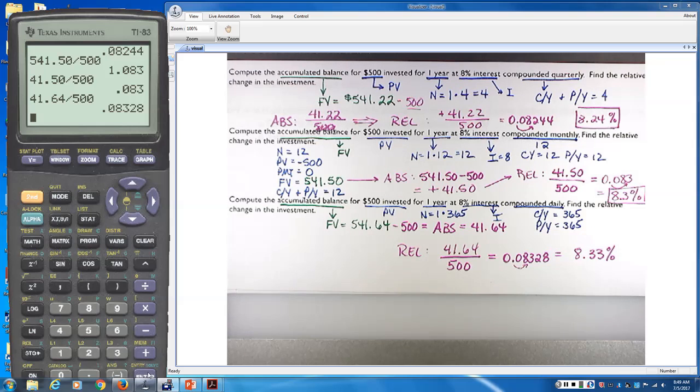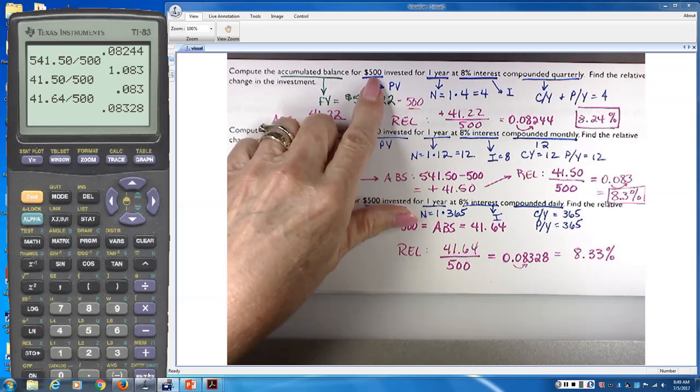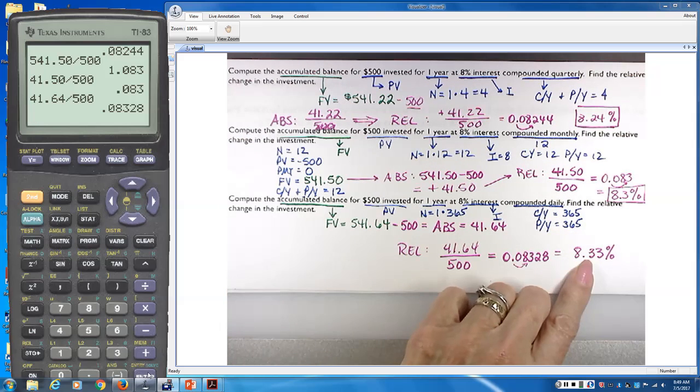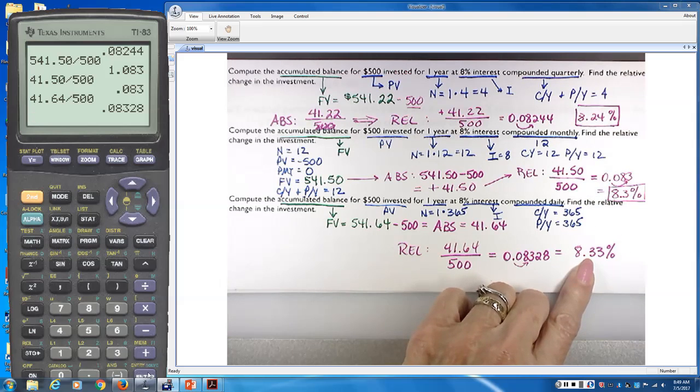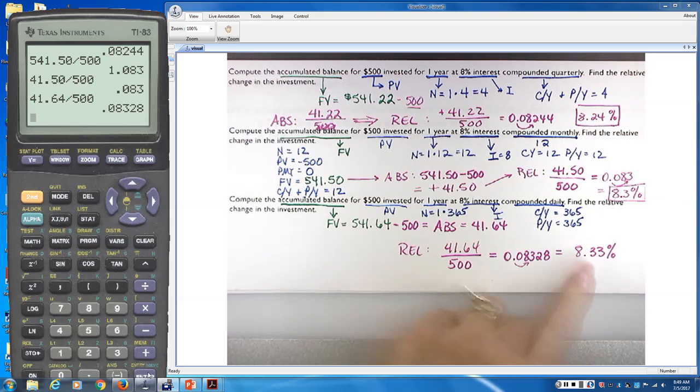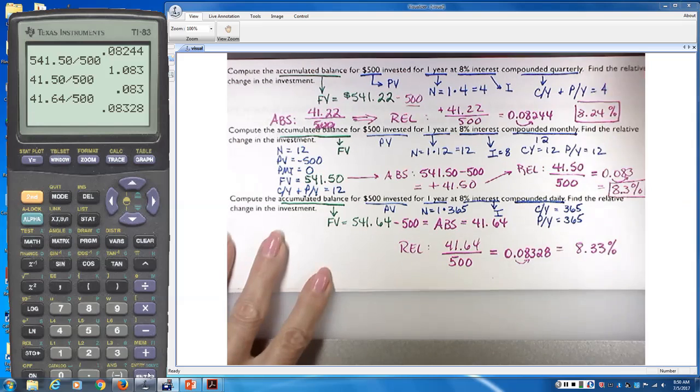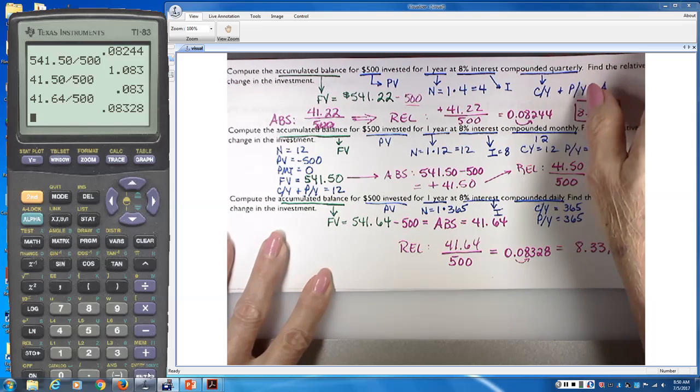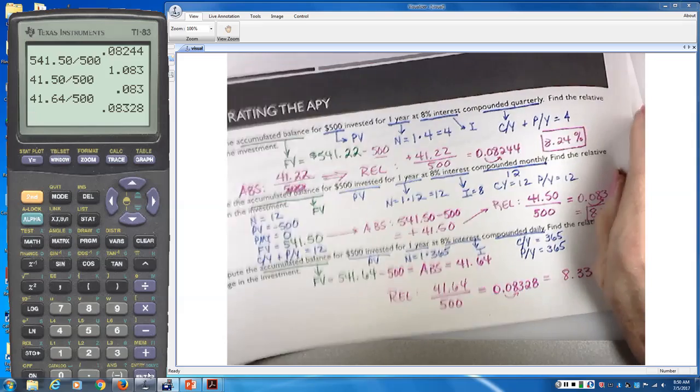You're probably sitting there saying, okay, and why are we doing that? You know, it's not that much difference. What's the point? Well, the point is, suppose that was $500,000. Well, the relative change isn't going to change much, but the actual amount of interest you gain is going to be quite a bit more. But these are all going to be the same, for the same interest rate, just different compoundings. What we're actually doing this for is because we want to talk about something called the APR versus the APY.